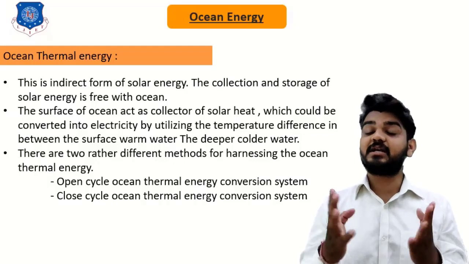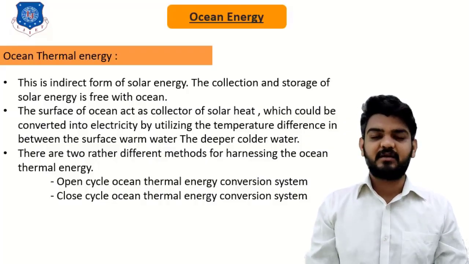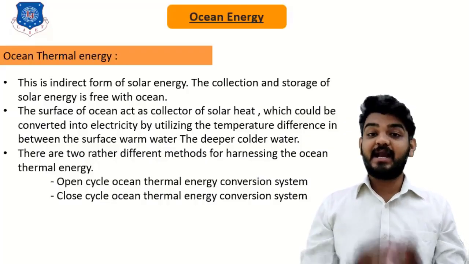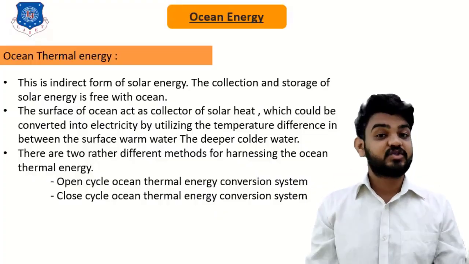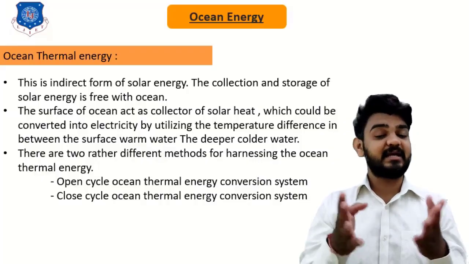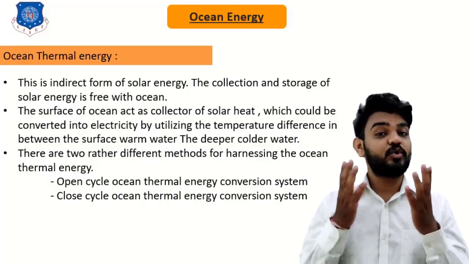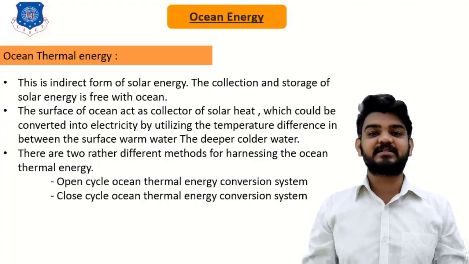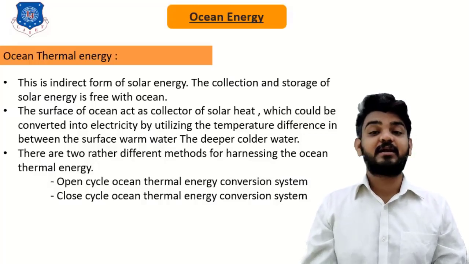Since the collection and storage of solar energy is free with the ocean, the large surface of the ocean collects solar radiation and stores it in the form of heat so that we can utilize this heat and produce electricity. Well, to do so, there are two different methods which convert this ocean energy into electrical energy, and they are the open cycle ocean thermal energy conversion system and the closed cycle ocean thermal energy conversion system.